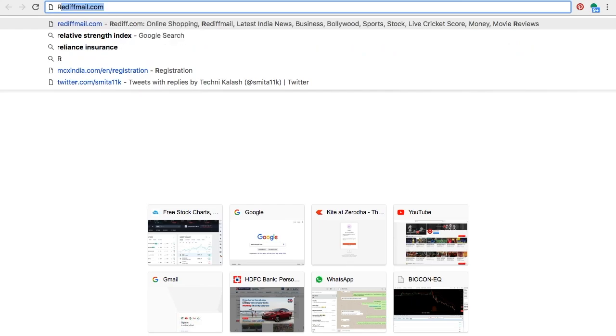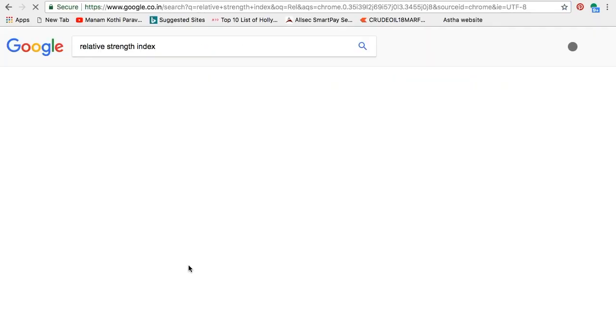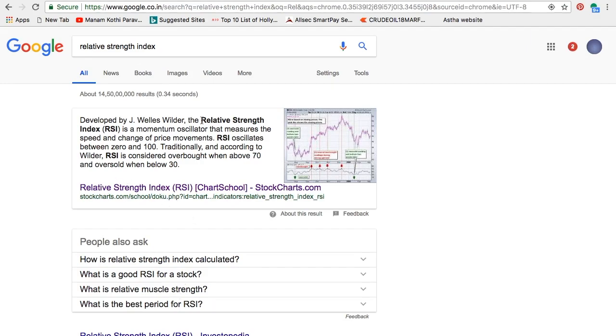You can just Google relative strength index and you'll get a fair idea. It was developed by Wallace Wilder, a momentum oscillator that measures the speed and change of price movements. RSI oscillates between 0 and 100. Traditionally, according to Wilder, RSI is considered overbought above 70 and oversold below 30, and this is where most people's knowledge ends because they don't go beyond this.